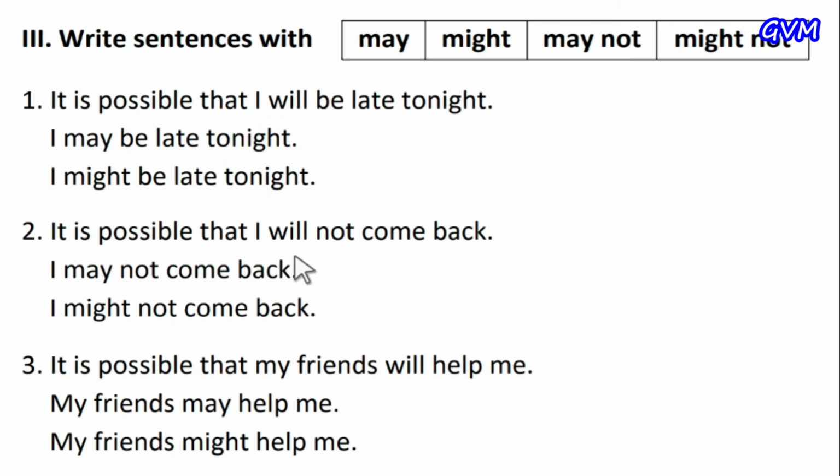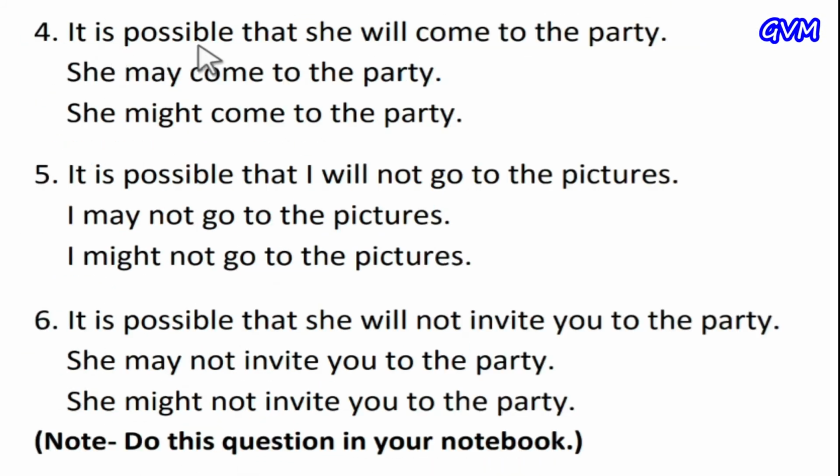Second, it is possible that I will not come back. And the answer is, I may not come back, I might not come back. Third, it is possible that my friends will help me. And the answer is, my friends may help me, my friends might help me. Fourth, it is possible that she will come to the party. And the answer is, she may come to the party, she might come to the party.